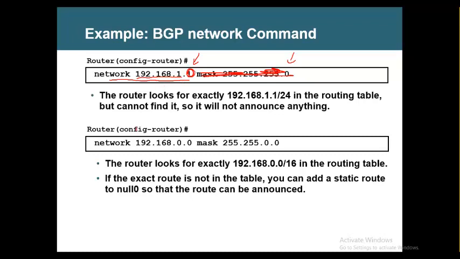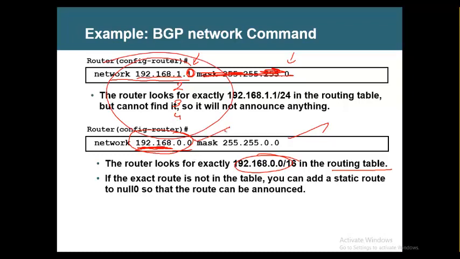So as soon as you put some network command, it will try to match with the routing table. If you have a summarized route in the routing table with /16, only then this is going to be active. This will advertise 192.168.0.0. Or let us say you want to advertise a summary route like this. You do not want to advertise 192.168.1.0, 2.0, 3.0. You do not want to advertise all the subnets. Instead, you want to summarize and send like this.